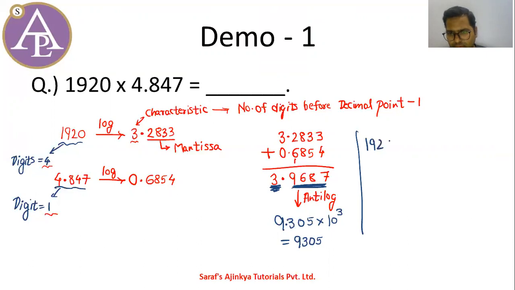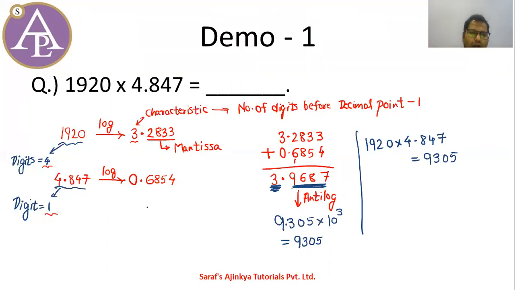So 1920 multiplied by 4.847 comes out to be equal to 9305. Correct. You can cross check with your calculator. You will get the same answer. Okay. Log calculation is not very exact. It is an approximate calculation. So I will just do it in my calculator. I will say 1920 multiplied by 4.847. So you get 9306. I got 9305.